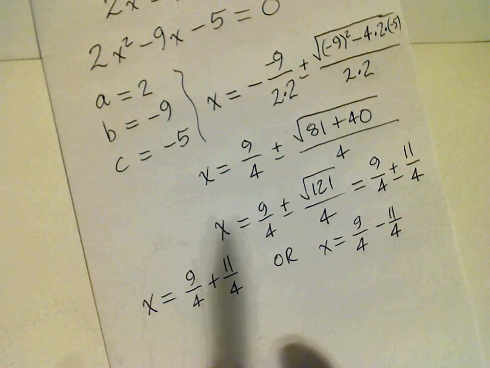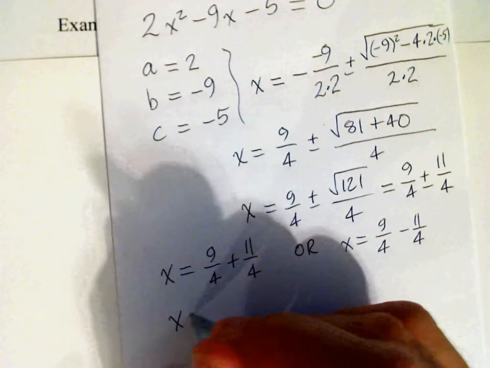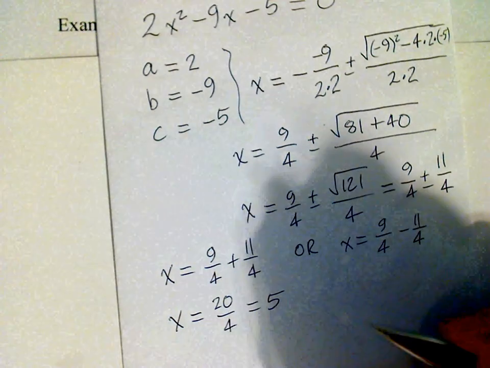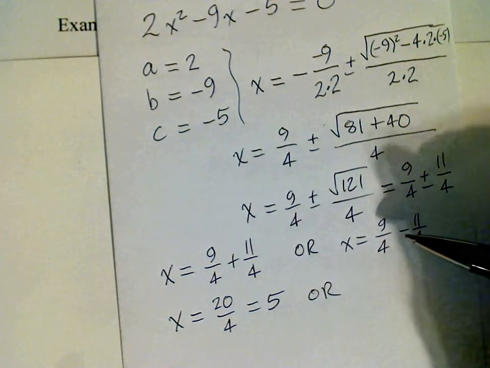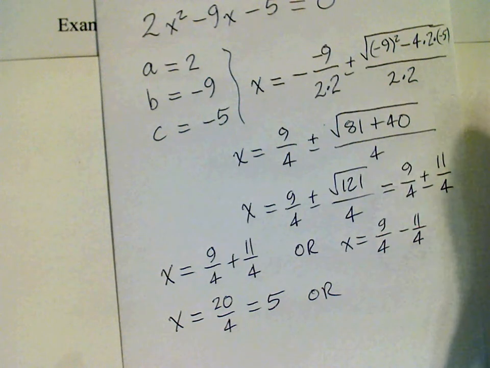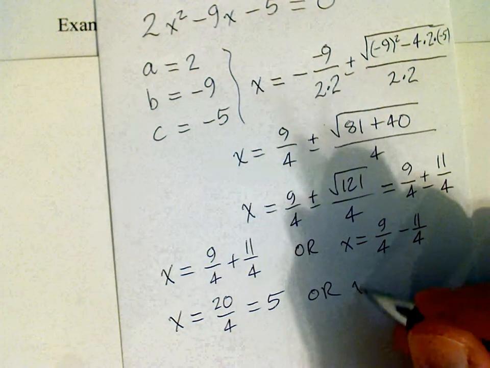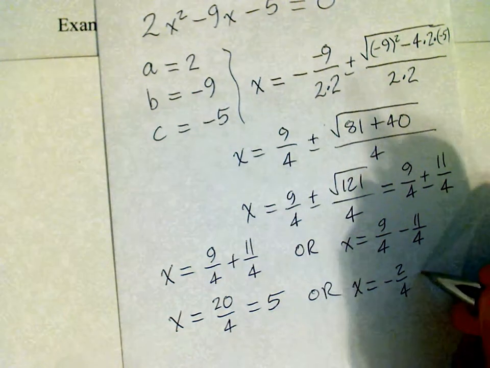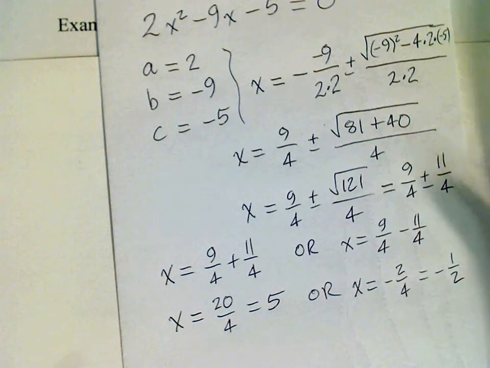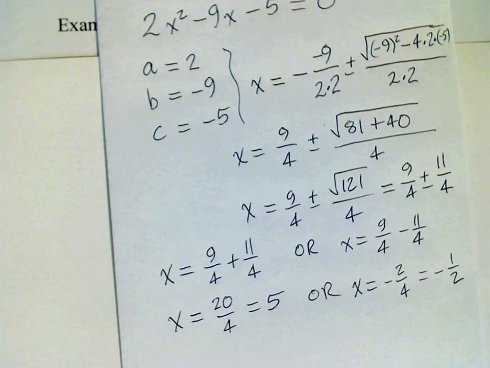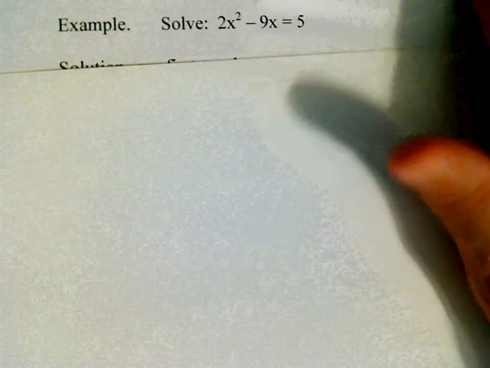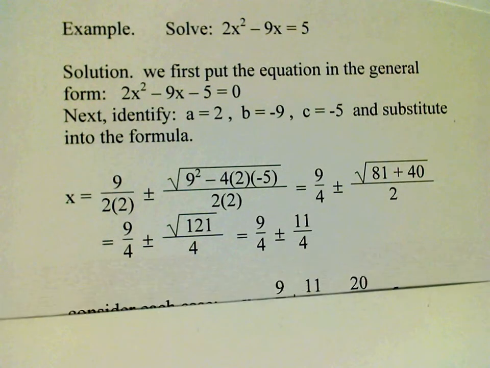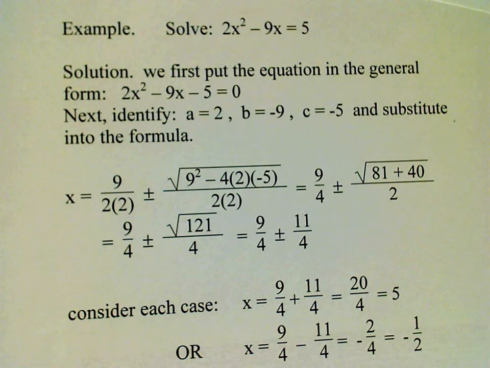9 plus 11 is 20, so that will give us 20/4, or 5. And 9 minus 11 is negative 2. So X equals a negative 2/4, or negative 1/2. And those are the two solutions to this equation. And again, the solution is sketched out here in the notes.